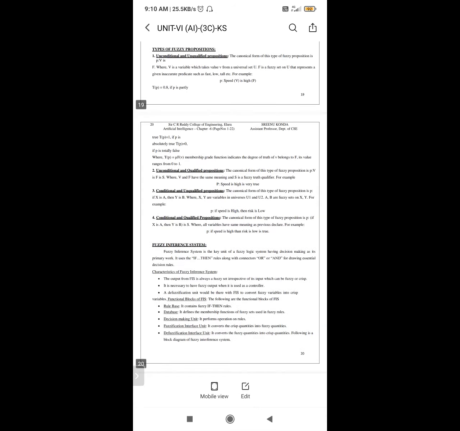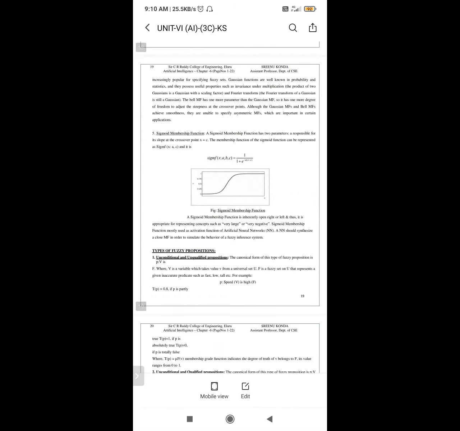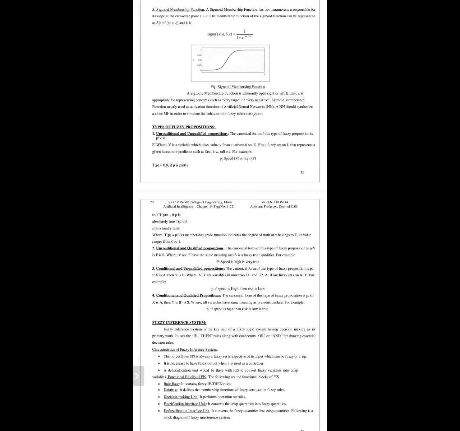So this is regarding types of fuzzy propositions. Total four types: unconditional and unqualified proposition, unconditional and qualified proposition, conditional and unqualified proposition, and conditional and qualified proposition. So these are the four types of fuzzy propositions.